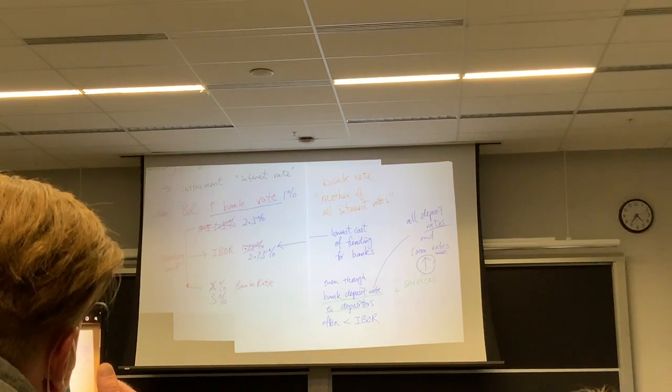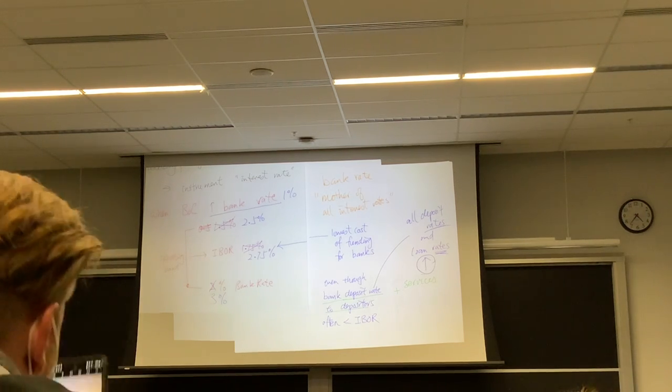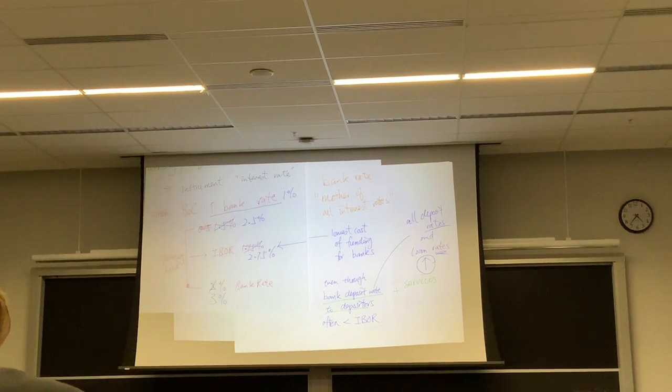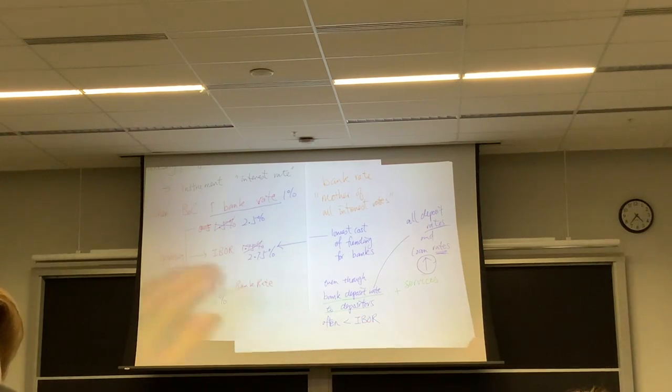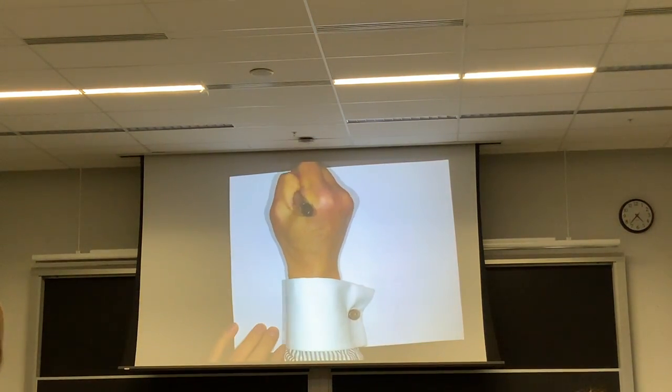Because when the central bank changes the bank rate, all the interest rates in the economy will move in the same direction. So now, this is one instrument to conduct monetary policy by changing the interest rate. But changing the bank rate may not be enough. They need to go with the open market operations.